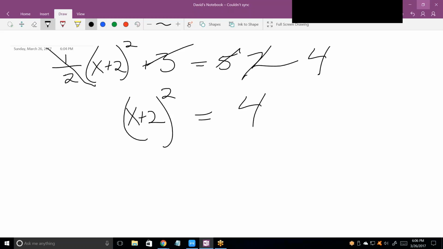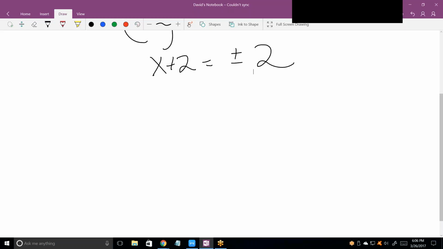Now, let's see what we've got left. What's the next step? Take the square root of both sides. Good. Read the next line to me. X plus 2 equals plus or minus 2. Good for you. 90% of my students will forget the plus or minus sign, and it's extremely important. Now what's the last line? X equals 0 and X equals -4. Okay. Good.